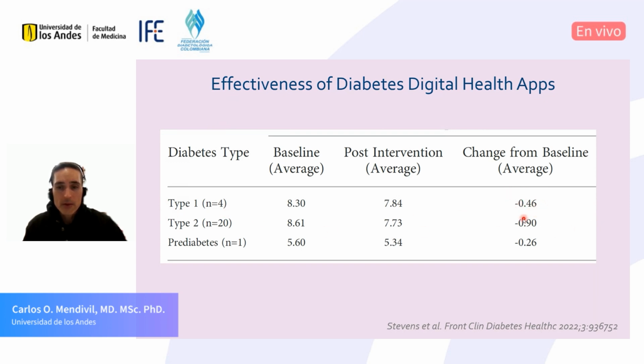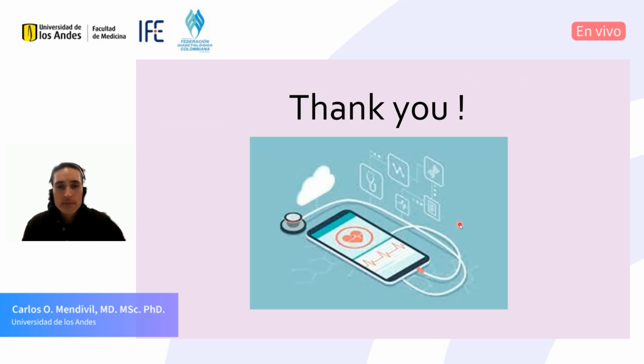And for type 2s, the reduction was actually minus 0.90. So the effect in type 2 was much larger. So definitely they work, they provide an advantage, and they really modify objective measures of metabolic control, like, say, glycated hemoglobin. So with that overview, we can now move on to more specific info about the current trends in AI and the Internet of Things in diabetes. I want to thank you for your attention, and now we move on to Dr. Bocolo.